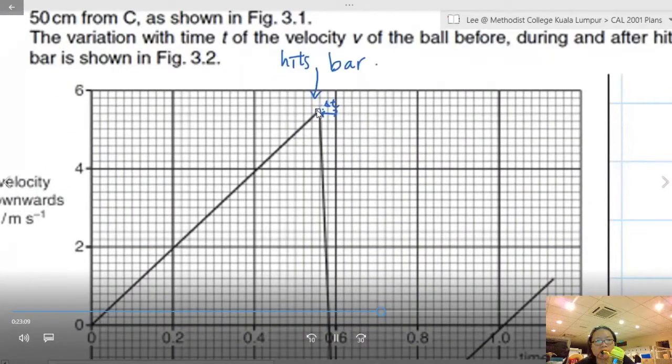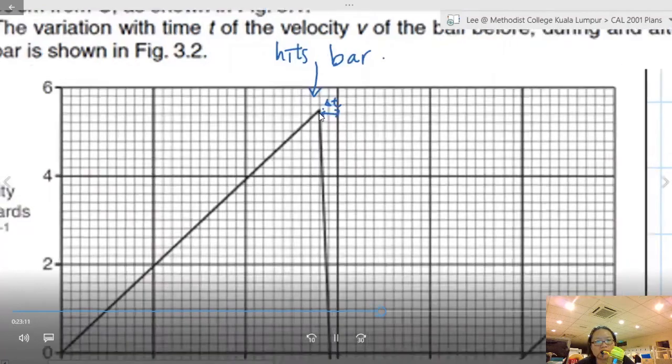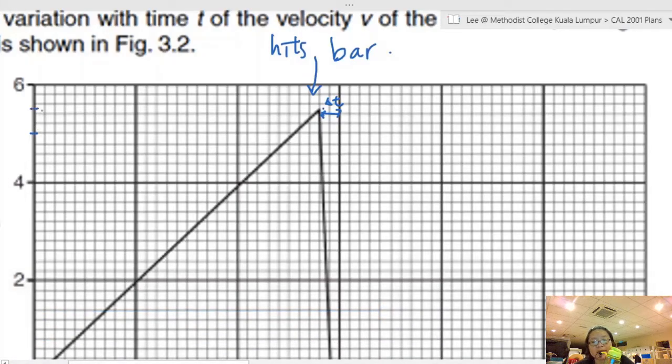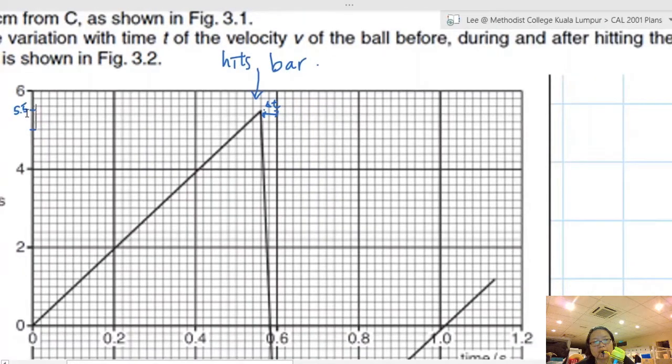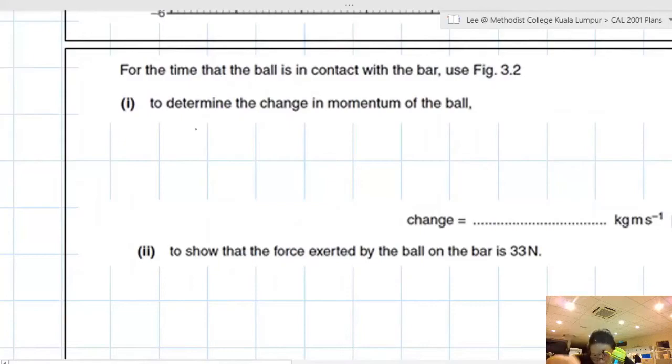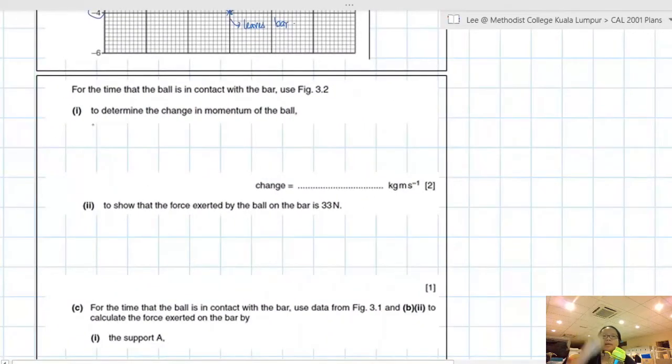The time it took for the speed to change from whatever value this is, it looks like 5.5. So it's the 2 boxes. That is your impact time. So the time taken for it to change from 5.5 to -4. So hit at 5.5, come up at -4.